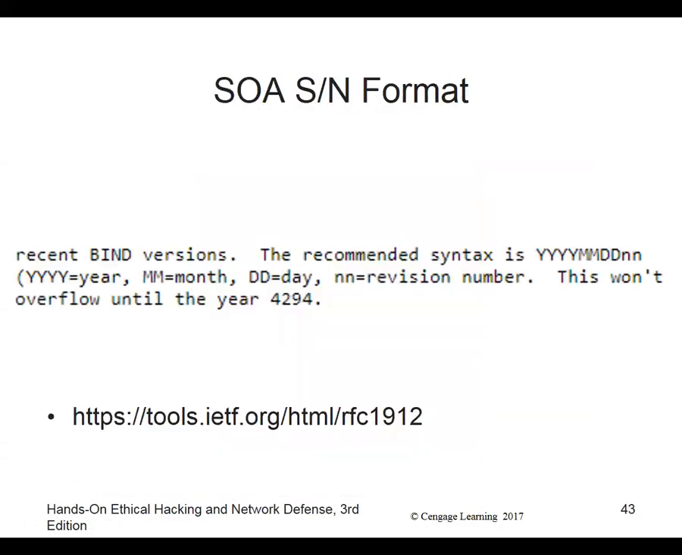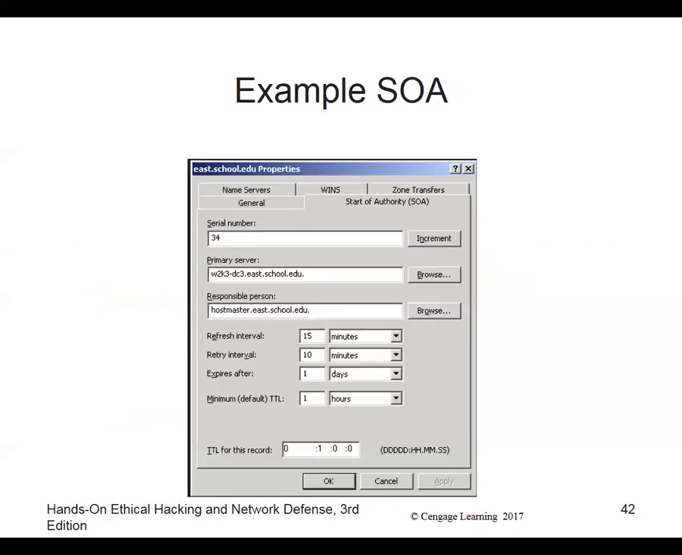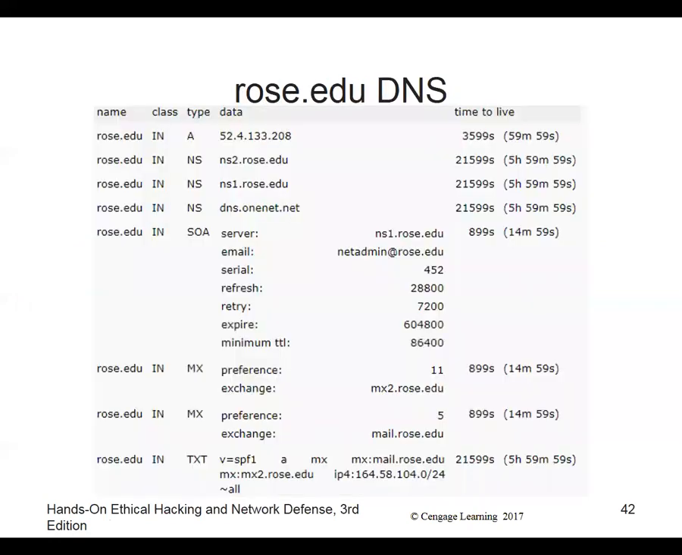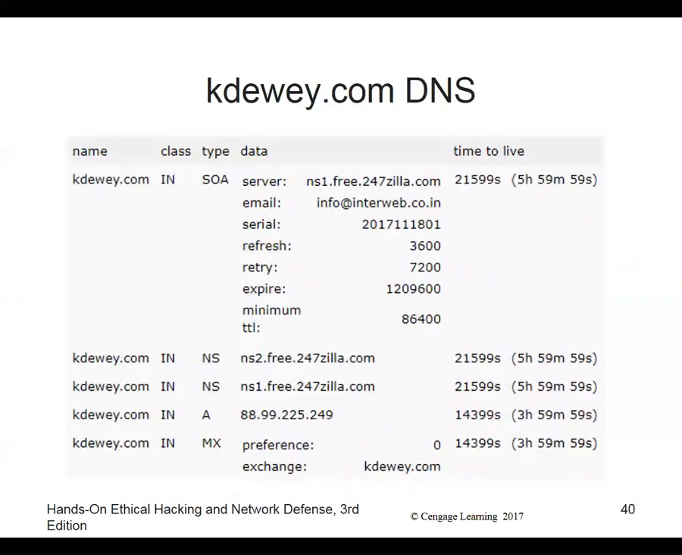If you look up RFC 1912, they talk about serial numbers. And I just put a small bit of it in here. It says the recommended syntax for a serial number is year, month, day, number. See that? That's literally off the RFC. I downloaded it today. So that serial number is 34. Does that meet that criteria? Rose State's is 452. Does that meet that criteria? No. Mine is 2017-111801. Looks better, doesn't it?